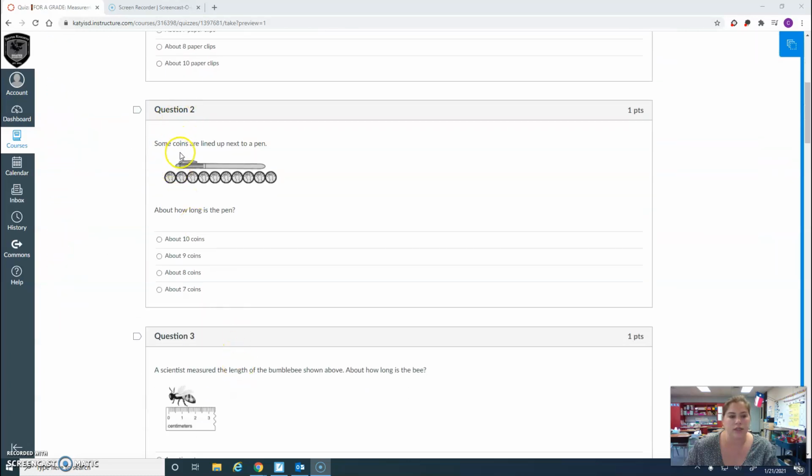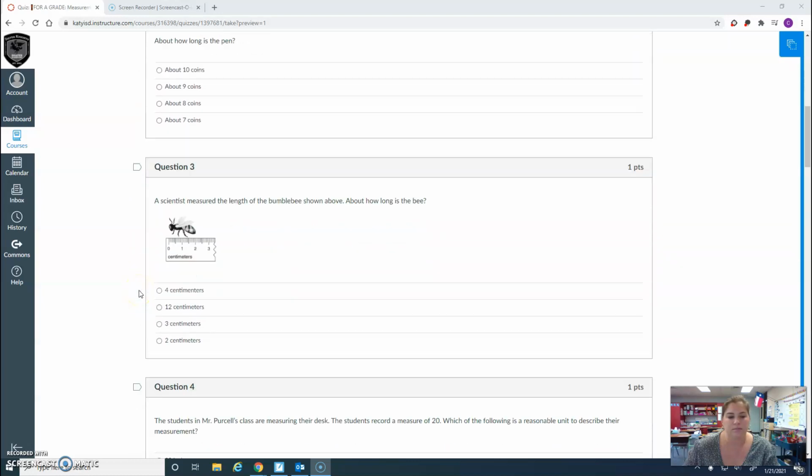Question 2. Some coins are lined up next to a pin. About how long is the pin? About 10 coins, about 9 coins, about 8 coins, or about 7 coins.